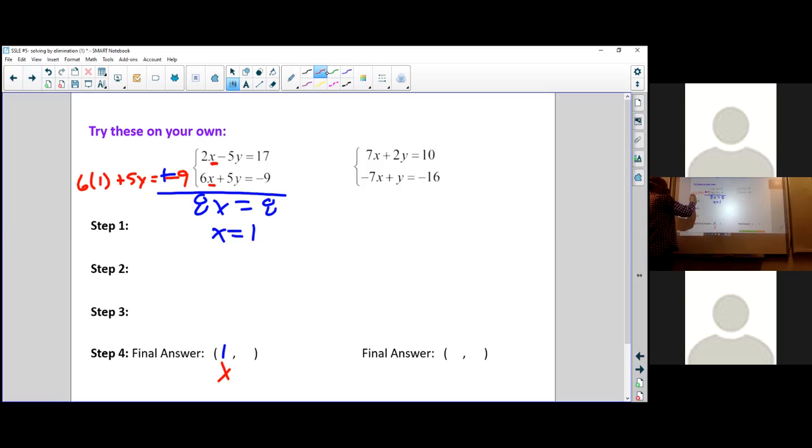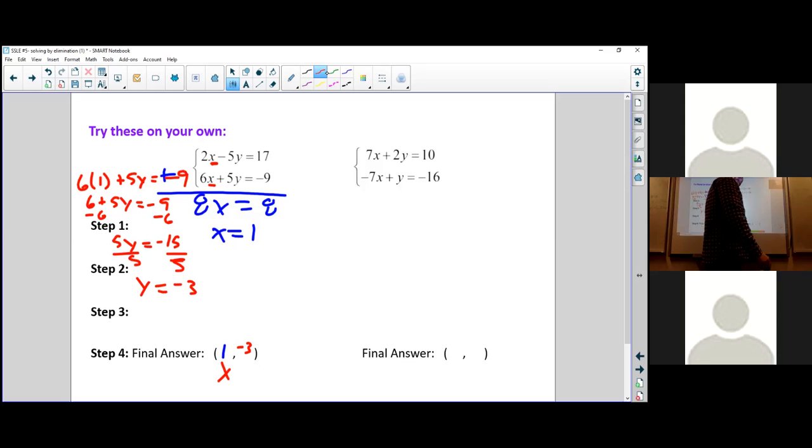So I'm going to plug 1 in here, so I get 6 plus 5y equals negative 9. Divide by 5, divide by 5. Y equals negative 3. Cool. It looks like it might be a little tiny bit less work.